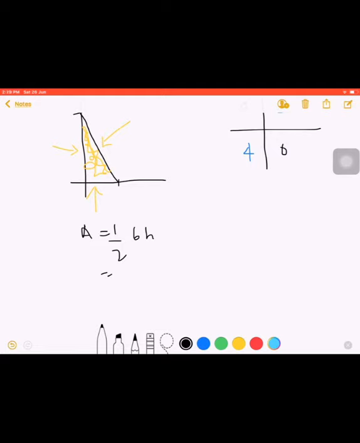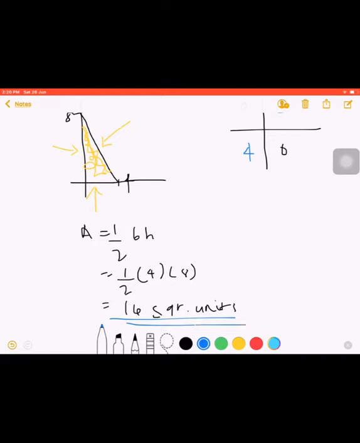Now our base will be 4 and our height is 8. So 1/2 times 4 units times 8 units. 8 times 4 is 32, times 1/2, that is 16 square units. That is the area of the bounded region. But let's use calculus to get the answer as well.